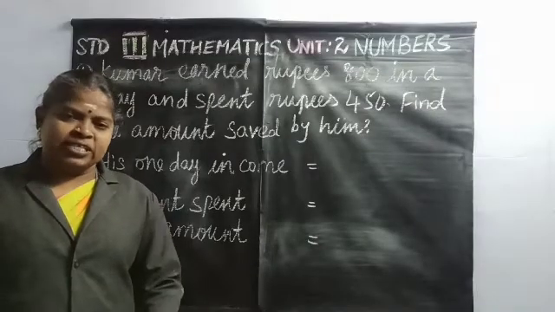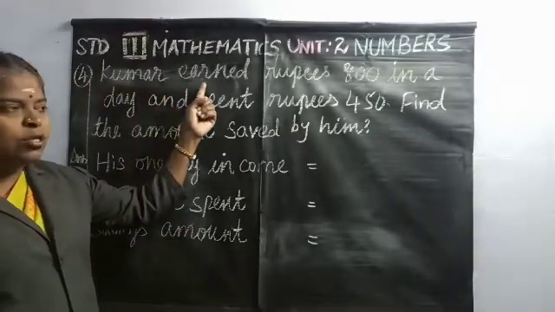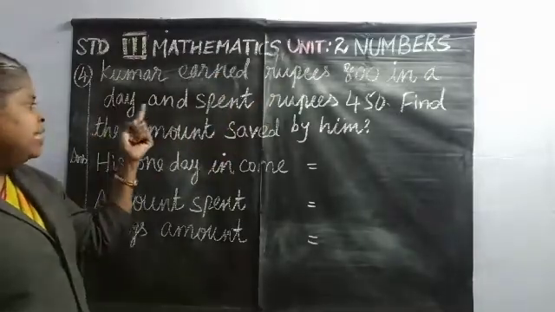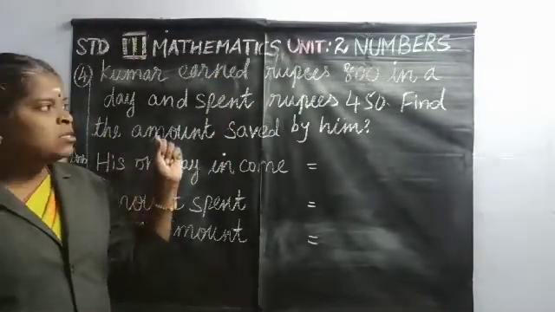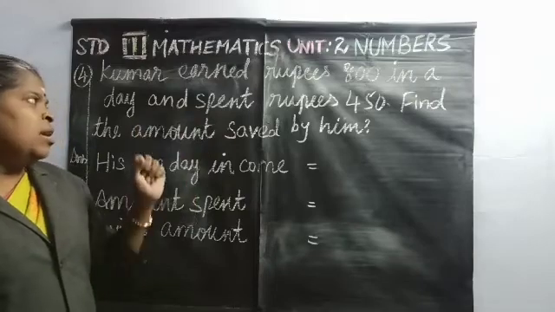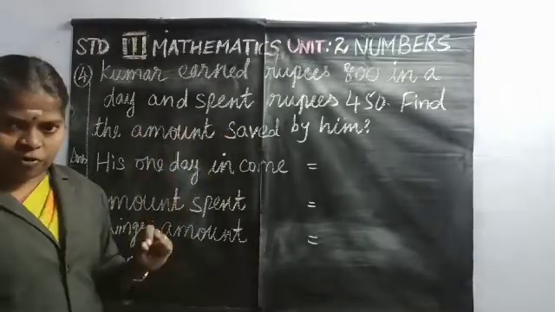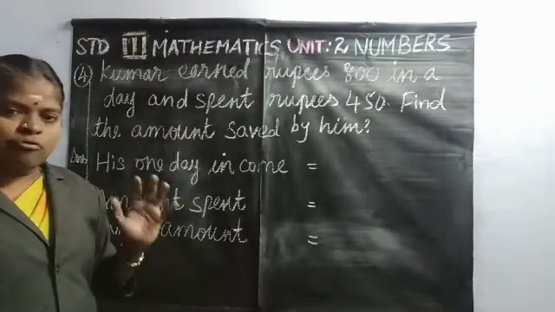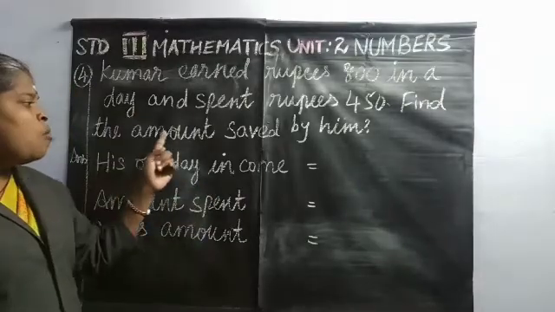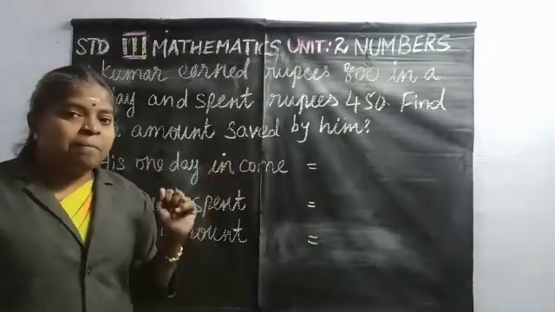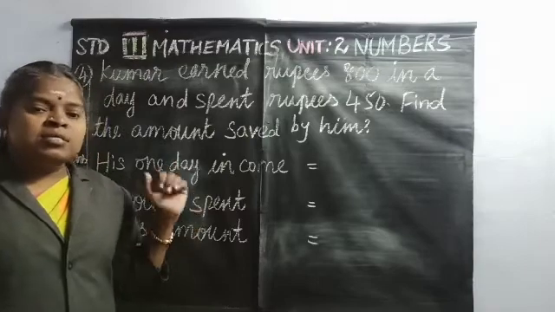Children, next question. Kumar earned rupees 800 in a day. He spent rupees 450. Find the amount saved by him.